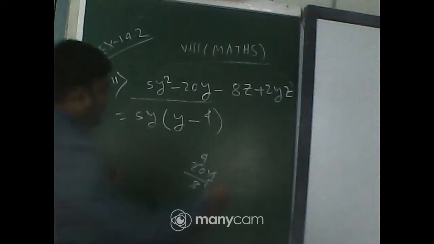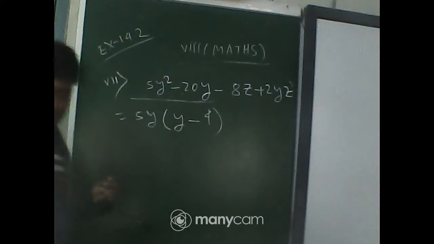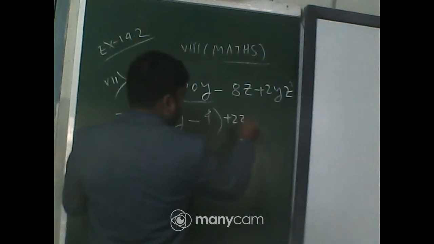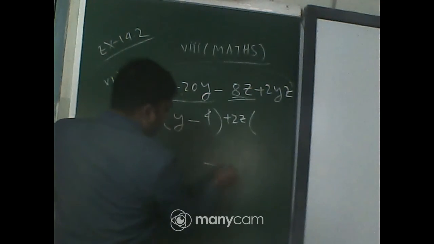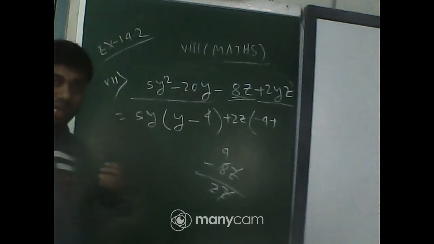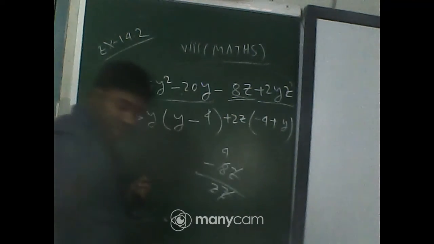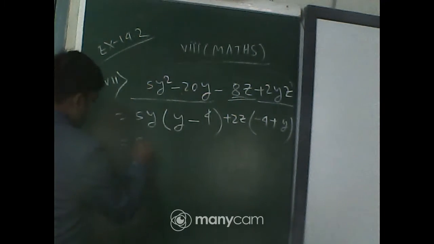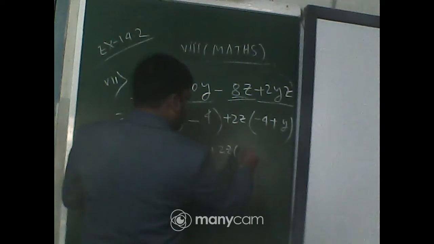So y minus 4. Now take plus 2z common from the next two terms and write it here, plus 2z. From minus 8z, taking 2z common, z is removed and 8 divided by 2 is 4, so that is minus 4. And from 2yz, taking 2z common, that will be y. So now if you arrange the terms, it is 5y into y minus 4 plus 2z into y minus 4.